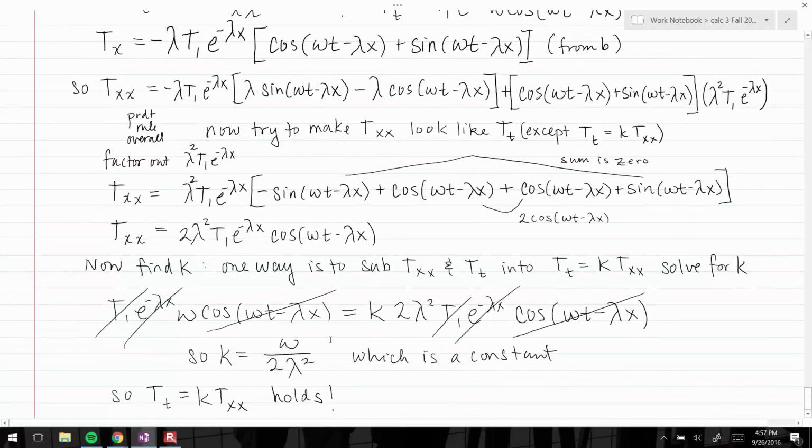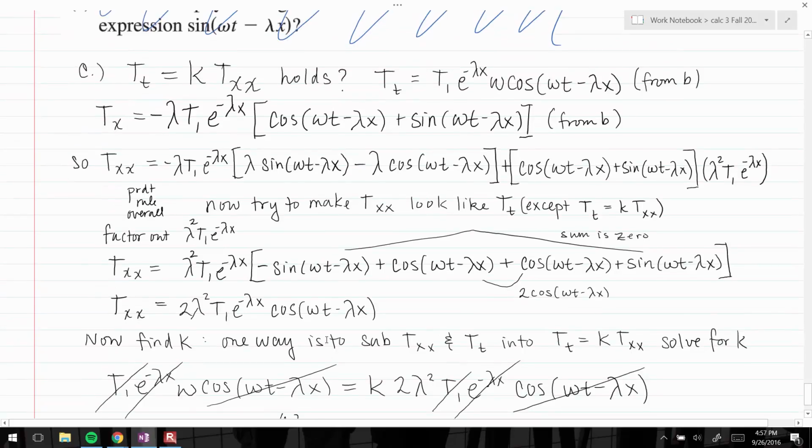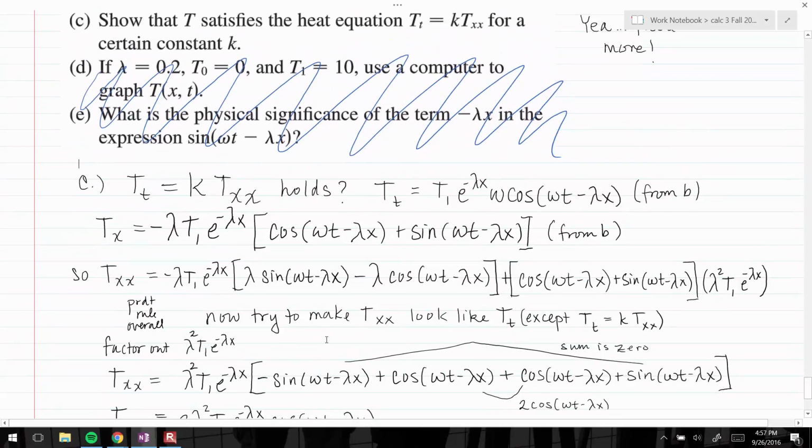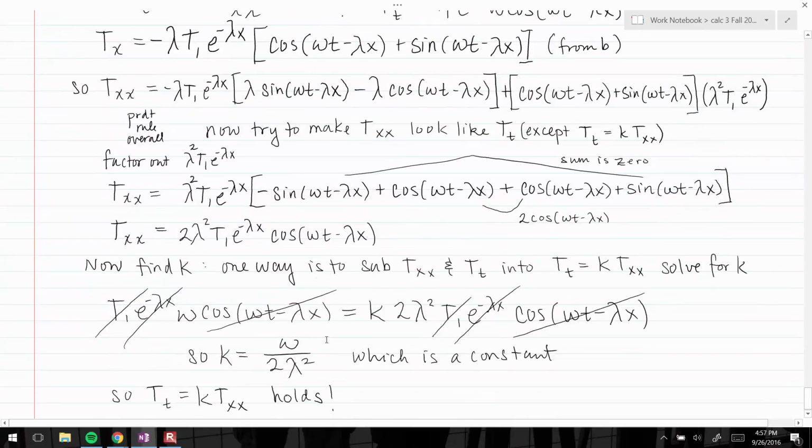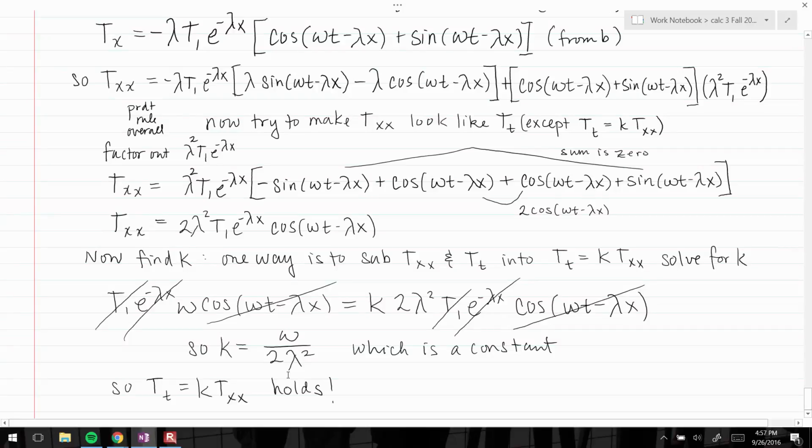So again, plugging into that equation that was given, the heat equation, and having k in there, we can solve for k now. All this variable stuff, fortunately, cancels out, and then we solve for k and we just get omega over 2 lambda squared. Because omega and lambda are constants, and obviously 2 is a constant, what we have is a constant. And so that means that this equation held, and we found the k that we were supposed to.